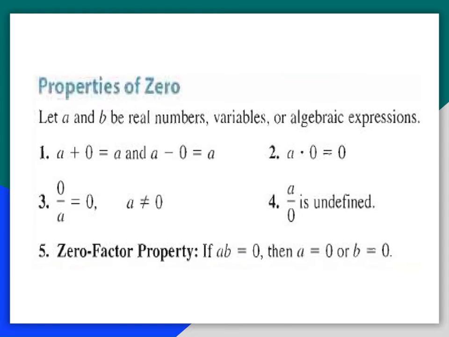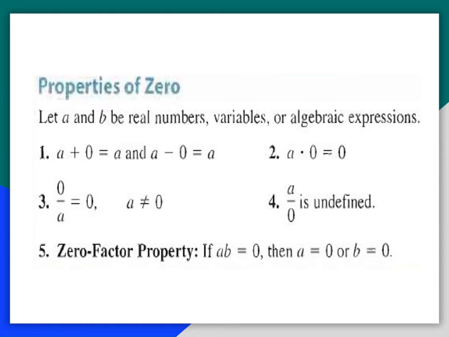Number 3, 0 divided by a equals 0. So this is saying if we have 0 objects, we can't divide them into any number of groups because there's nothing to divide. Number 4, a divided by 0 is undefined. So we cannot divide by 0.